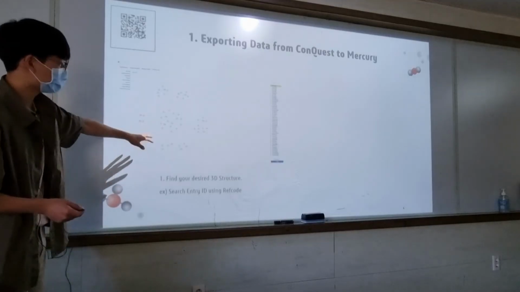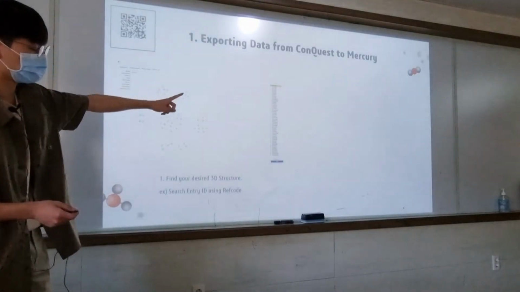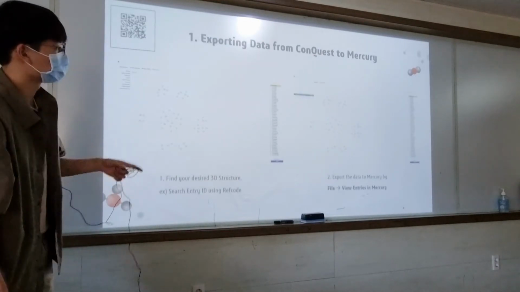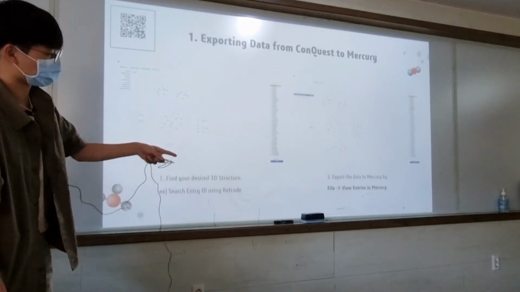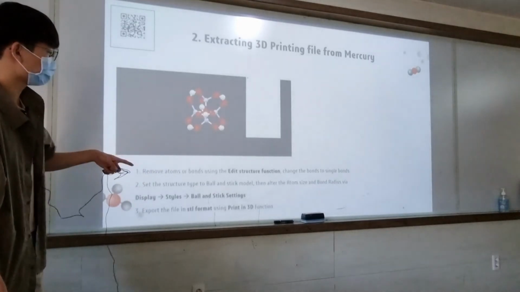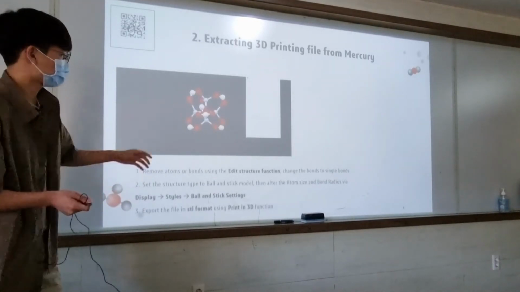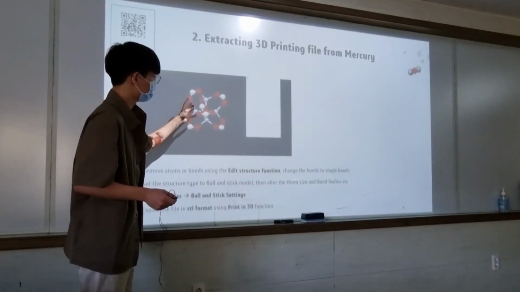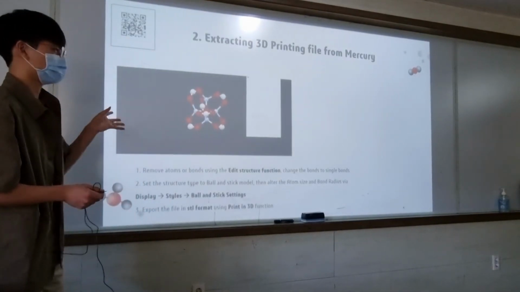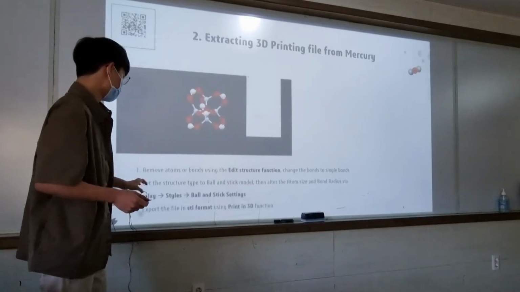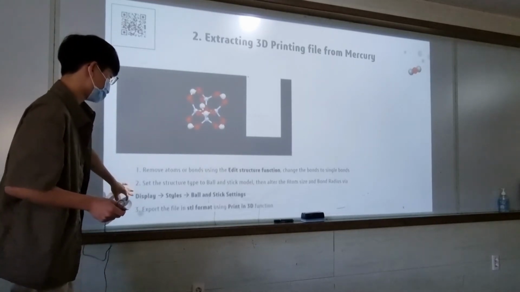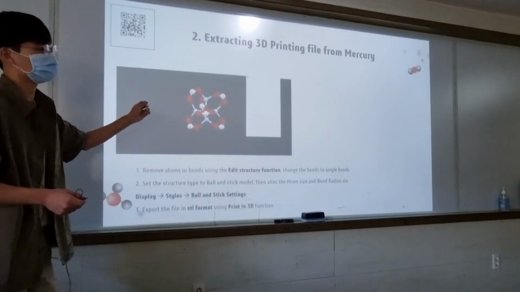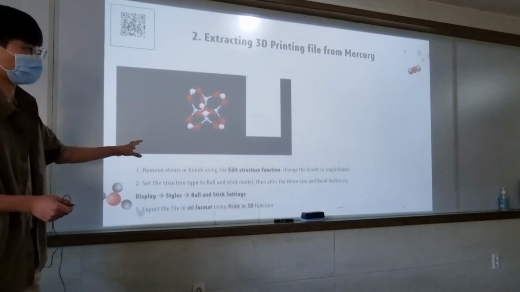So for me, I found the refcode FIJCOT, which stands for MOF-5, and then exported it to Mercury. After exporting it to Mercury, you should alter the bond sizes, lengths, and shapes in order to get a clear 3D model. So you should go to display and styles and change your style to ball and stick because it's the best form in which you can see the bonds and atoms.